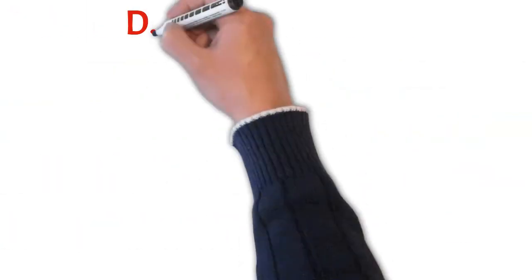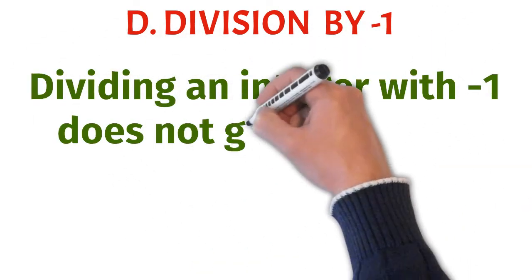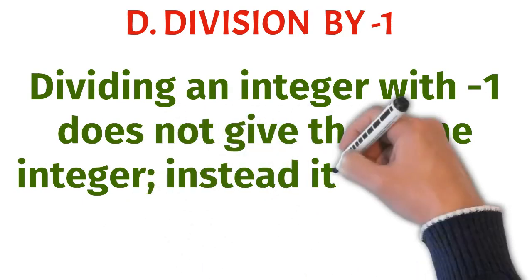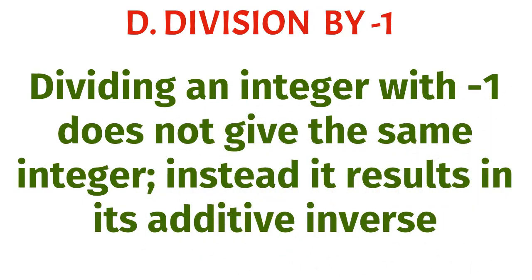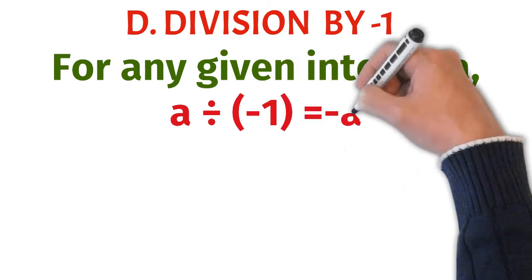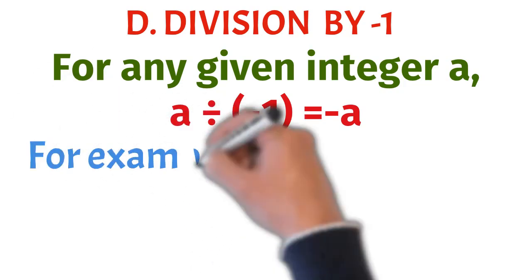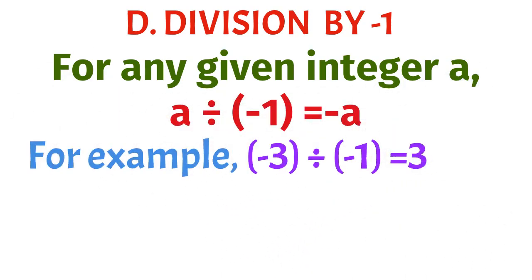Now, the last point, that is division by -1. Dividing an integer by -1 does not give the same integer. Instead, it results in its additive inverse. We can say for any given integer a, a divided by -1 equals -a. For example, -3 divided by -1 equals 3.